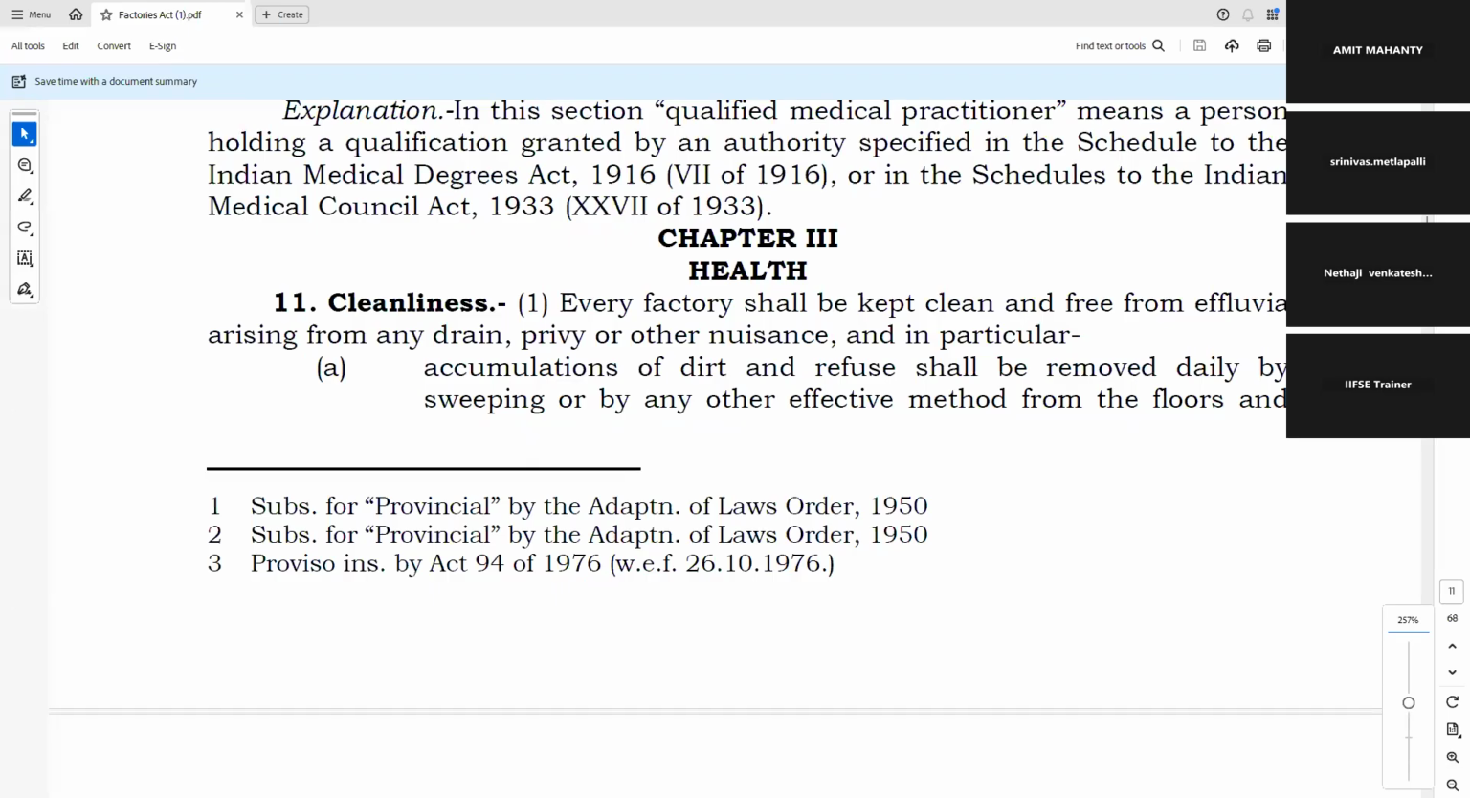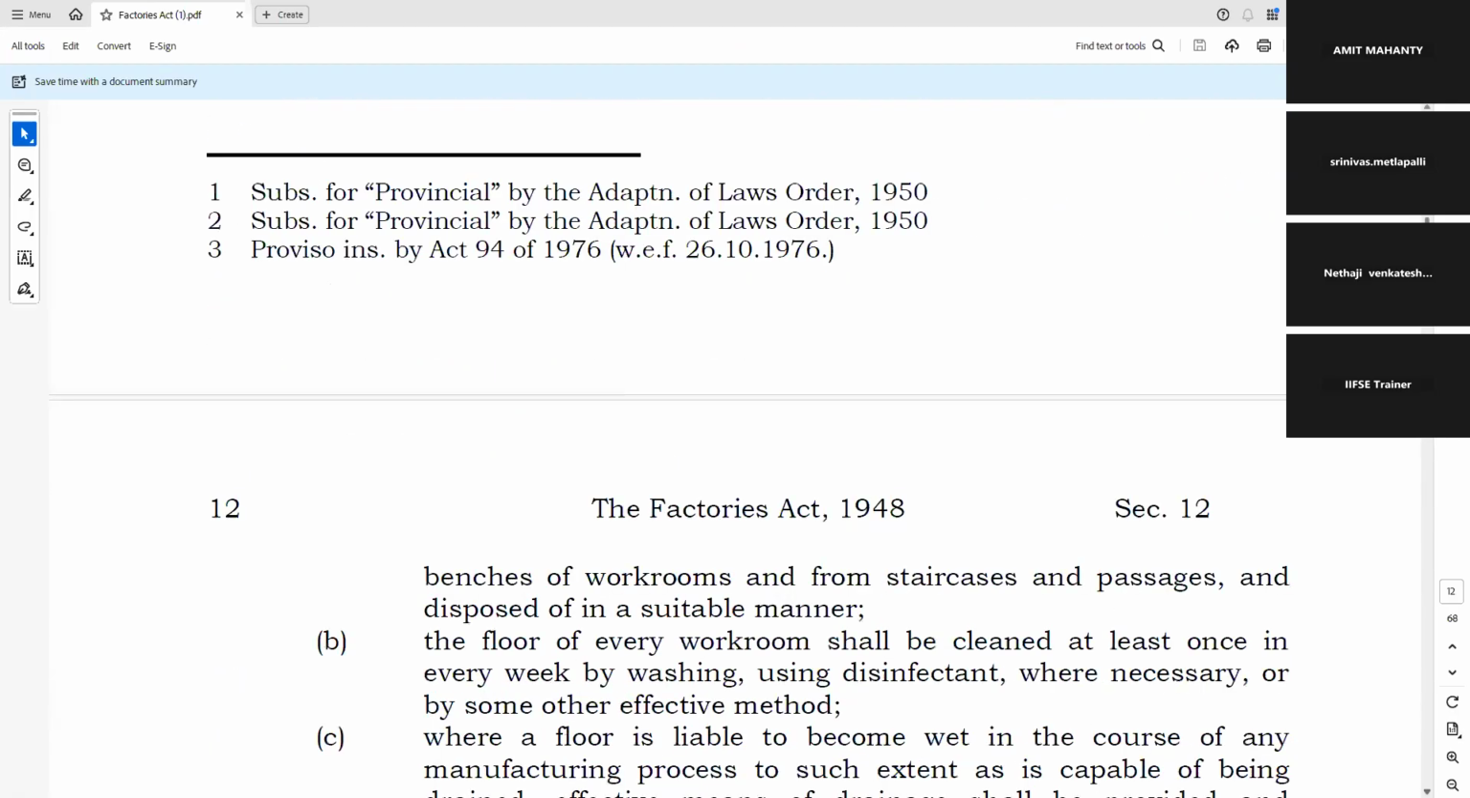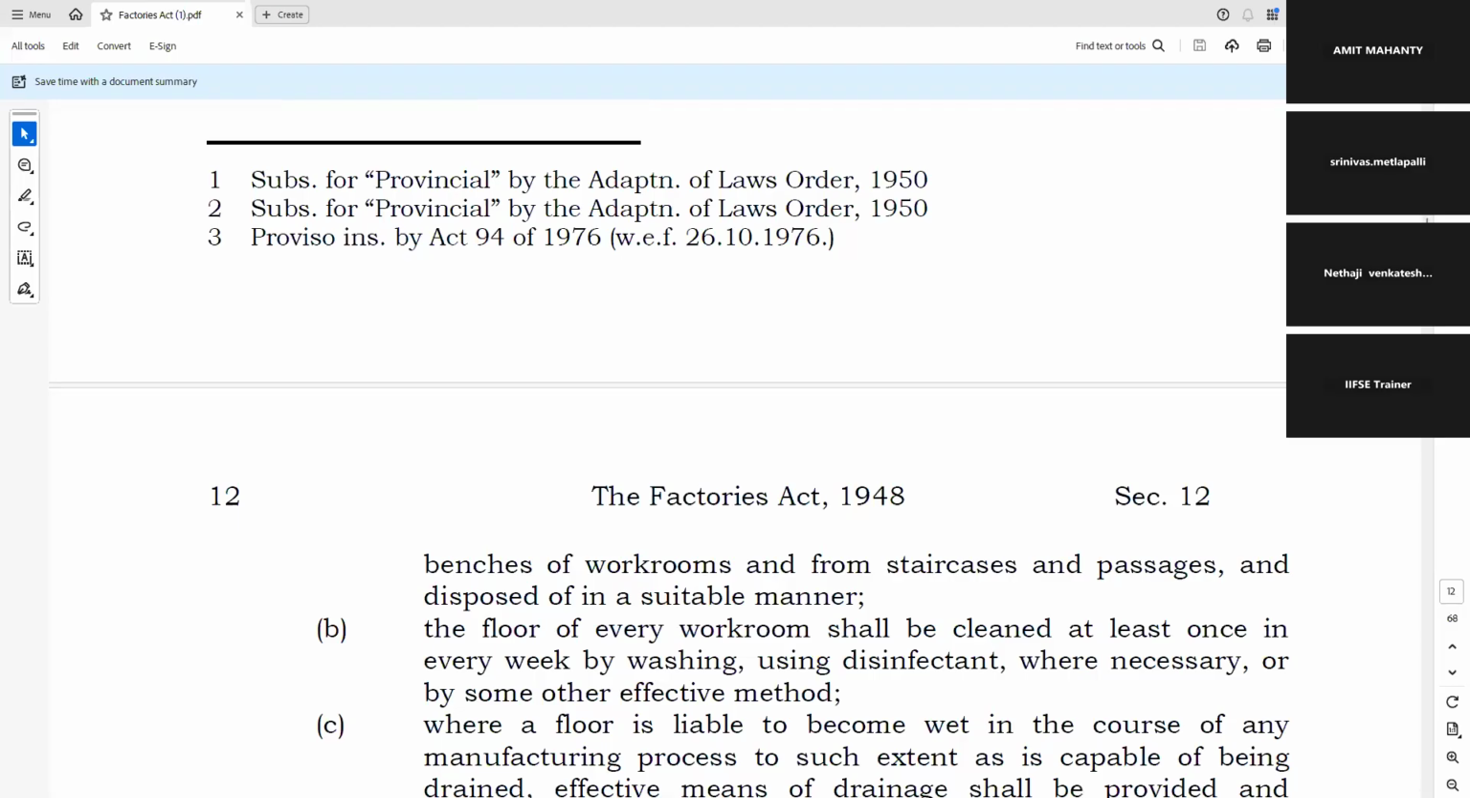When we talk about section 11, it talks about cleanliness. Every factory shall be kept clean and free from effluvia arising from any drain, privy, or other nuisance, and in particular the accumulation of dirt and refuse shall be removed daily by sweeping or any other effective method from the floors and benches of the workrooms, and from the staircases and passages, and disposed of in a suitable manner. It is simple: we have to clean our premises on a day-to-day basis.